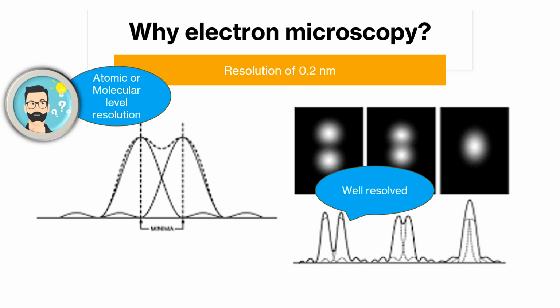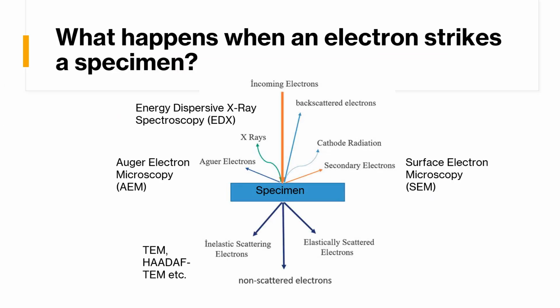And why does this happen? This happens due to the fact that electrons have a very short wavelength in comparison to visible light. That is why we are getting higher resolution by using electrons. Further, before going into the principle, let's understand what actually happens when an electron strikes the specimen.